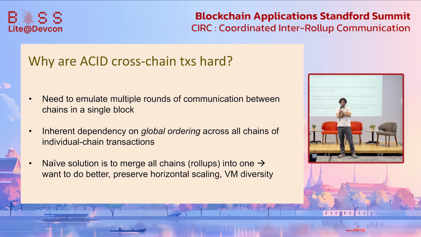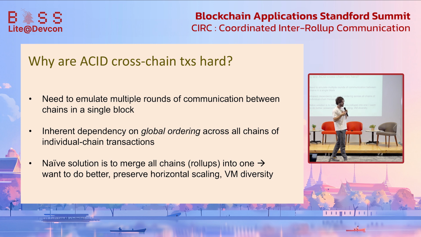So, why are ACID cross-chain transactions so hard? Well, essentially, one of the things that we need to do is emulate multiple rounds of communication between chains in a single block. So in order to truly achieve ACID cross-chain transactions, you need to have a chain send a message to another chain and then verify a response within the same block, right?